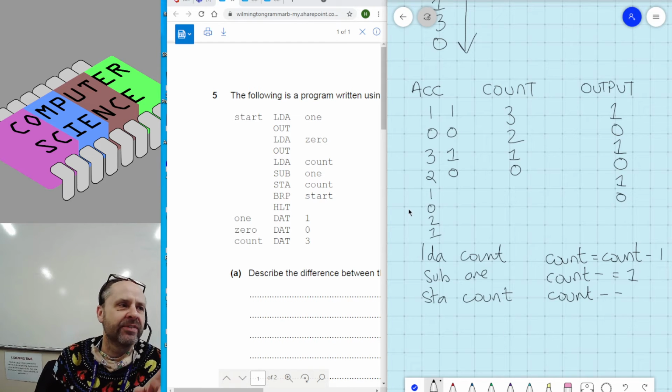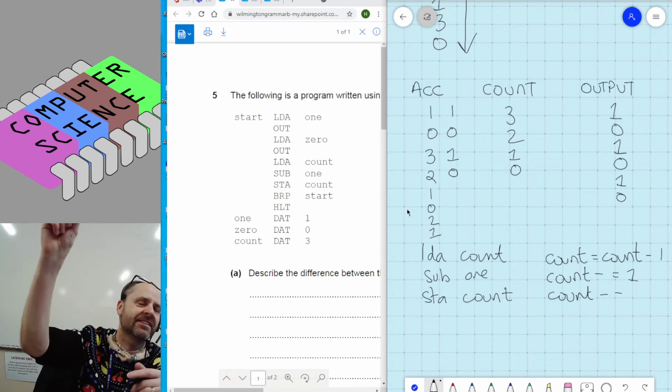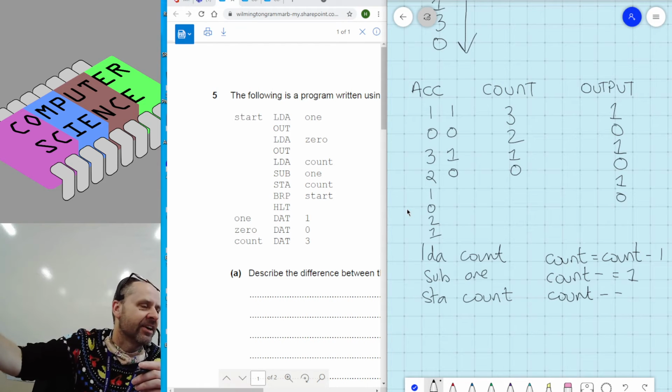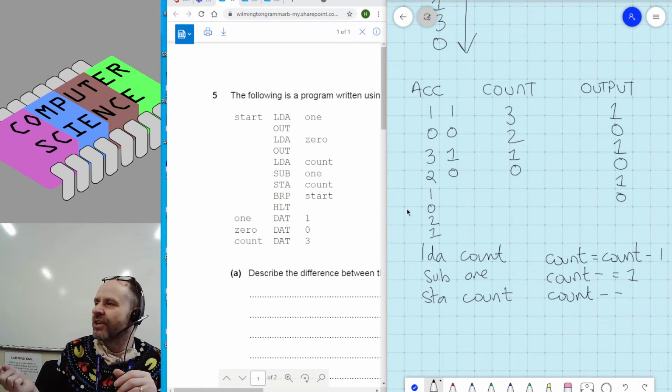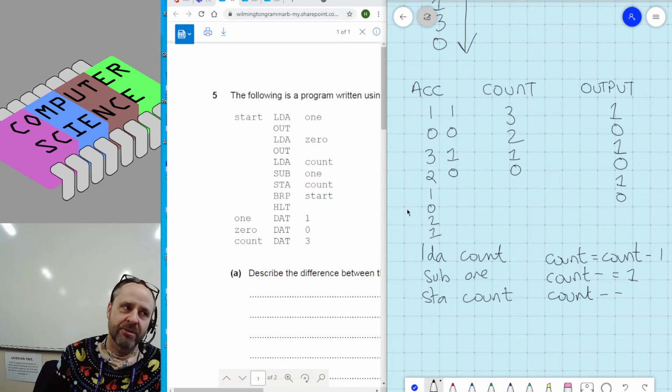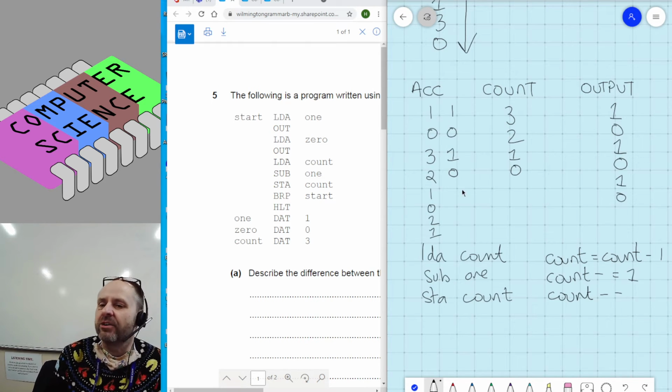Be careful, this is like them testing you in an exam and saying less than or less than and greater than. Branch positive, 0 is counted as positive. Okay, so we are going to follow the branch. So we go back and do it all again one more time.